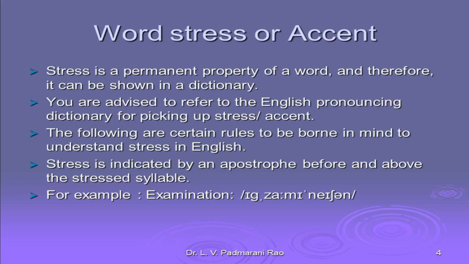Stress is indicated by a small apostrophe before and above the stressed syllable. For example, if you have a word like examination, the first criterion is to divide this word into the respective syllables. How many syllables are there? I will give a clap and count the number of claps in order to understand the number of syllables. Ig, za, me, ne, shin. How many times did I clap? 5 times. Ig, 1, za, 2, me, 3, ne, 4, shin, 5. So 5 syllables are there.